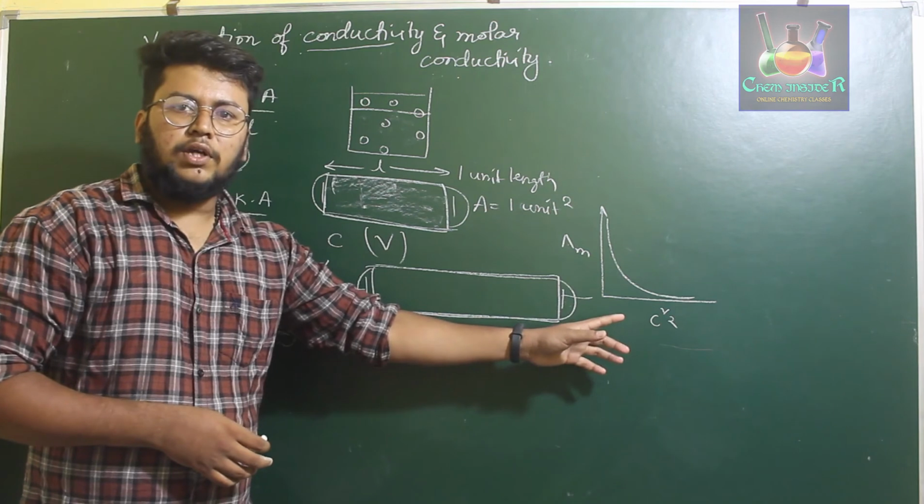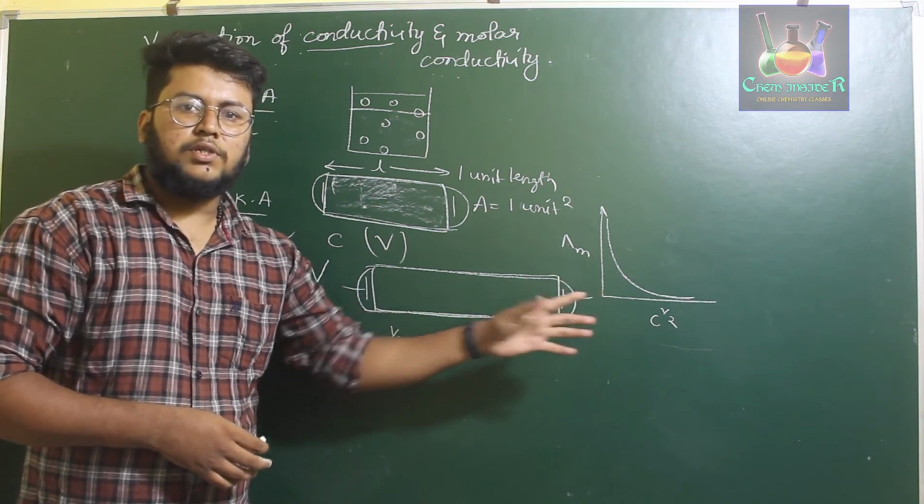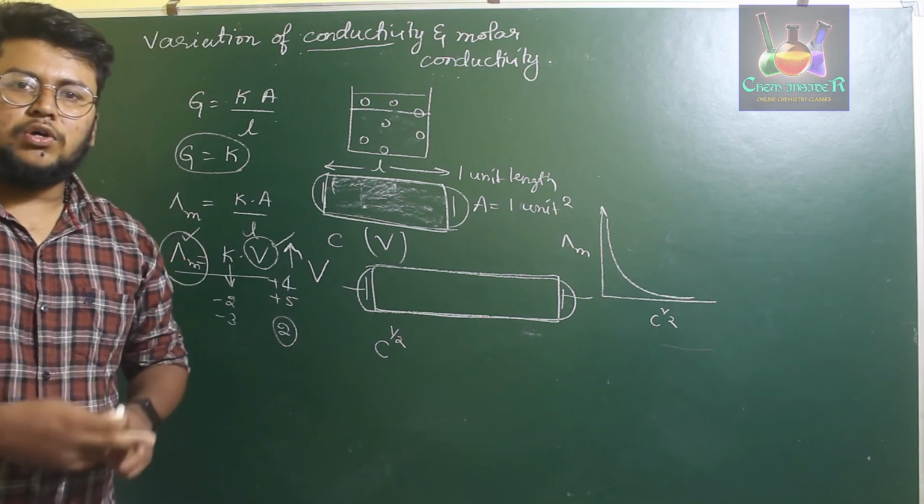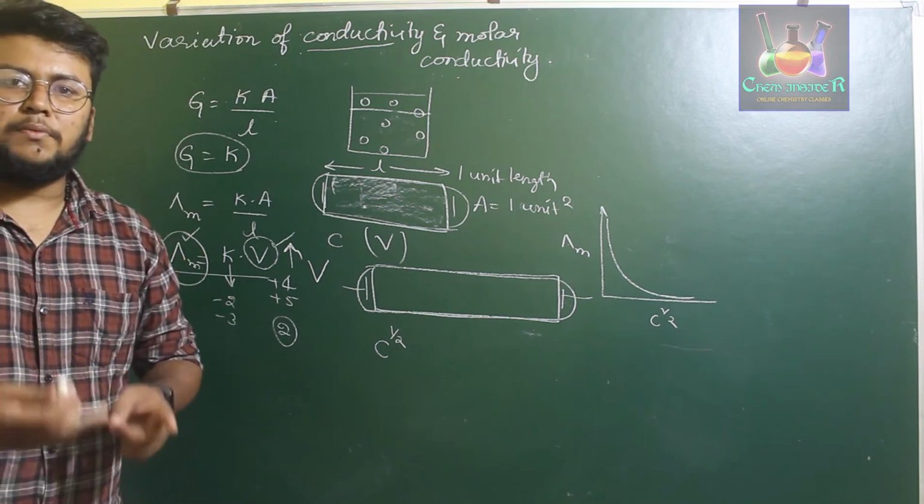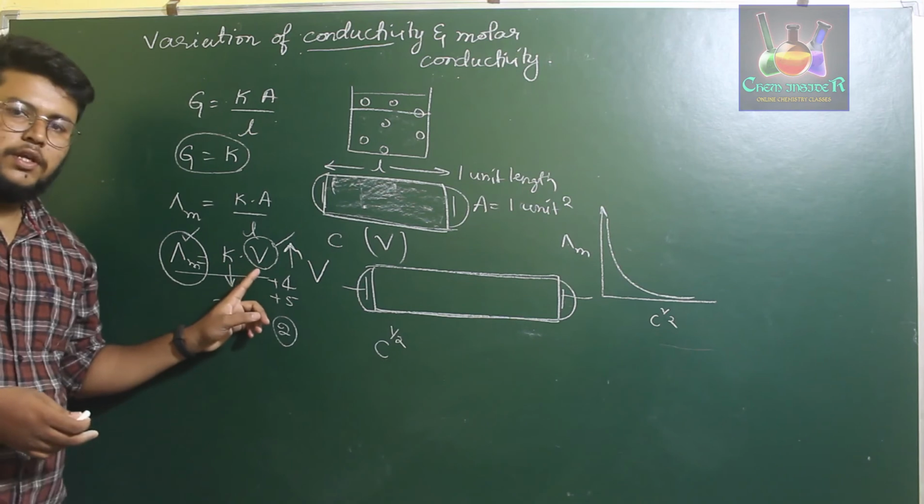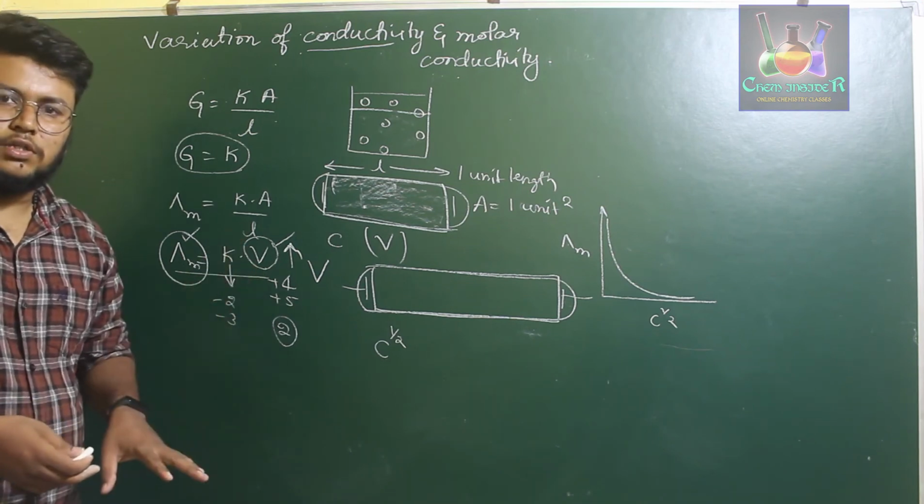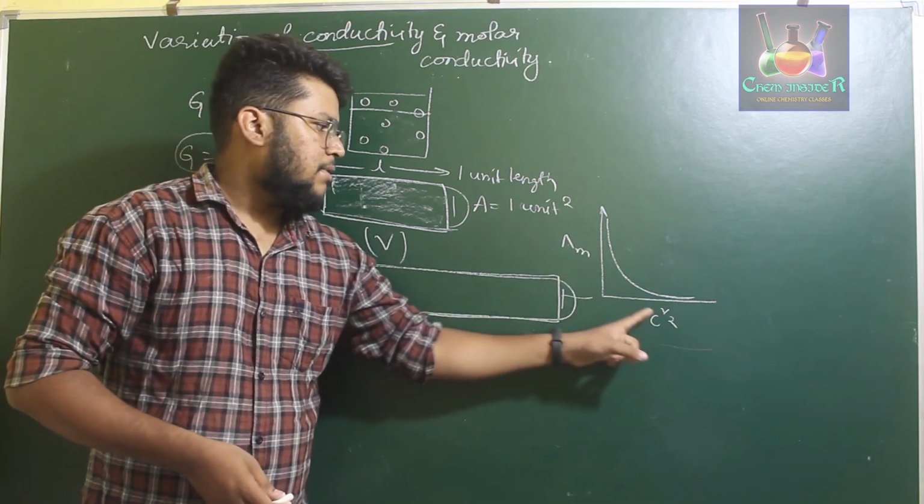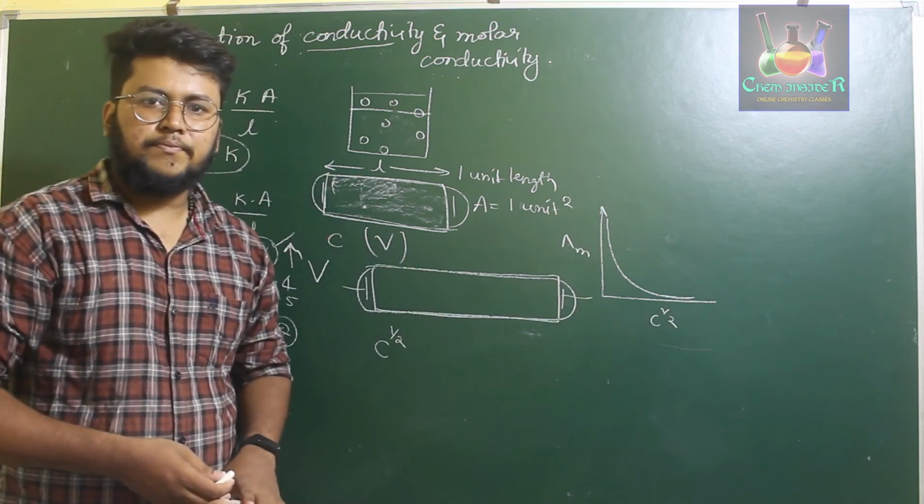If you observe carefully here, on increasing the concentration, lambda m is decreasing. Increasing the concentration means we are removing water, that means we are decreasing the volume. Remember, concentration and volume are reciprocal. So increasing volume means decreasing concentration. Here we are increasing the concentration, and lambda m is decreasing exponentially.